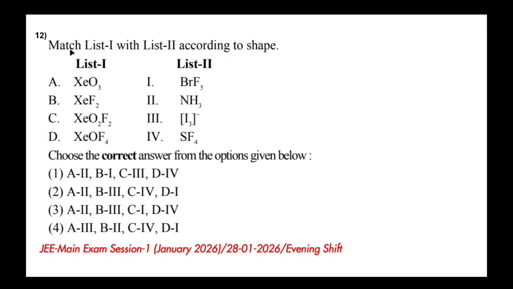The next question is to match list 1 and list 2 according to shape. In list 1 they gave some molecules: XeO3, XeF2, XeO2F2, XeOF4. List 2 has BrF5, NH3, I3 minus and SF4. Out of these, which molecules have the same shapes? We want to find the correct representation.